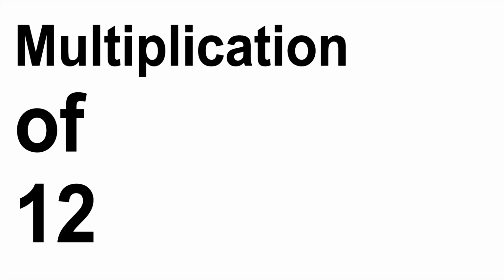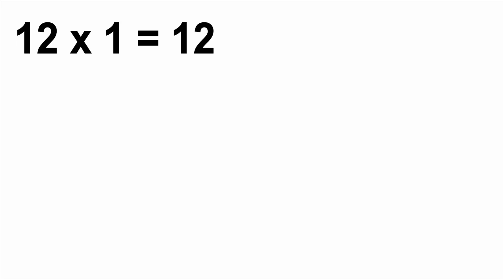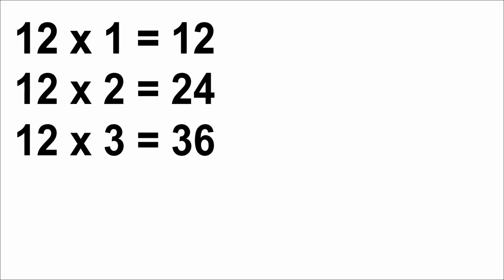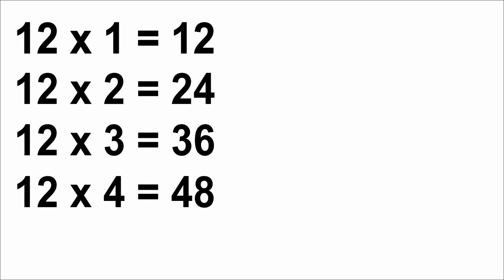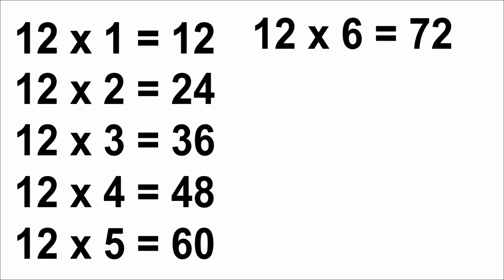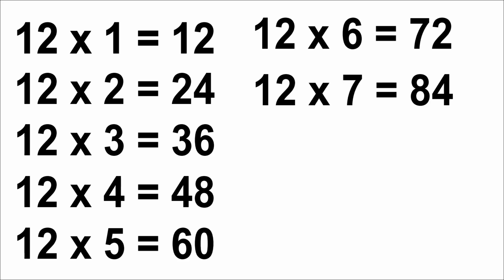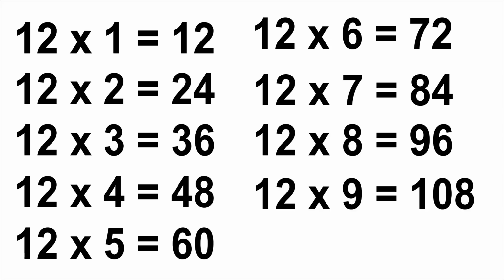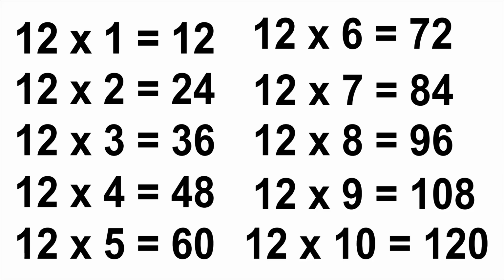Multiplication of 12. 12 times 1 is 12. 12 times 2 is 24. 12 times 3 is 36. 12 times 4 is 48. 12 times 5 is 60. 12 times 6 is 72. 12 times 7 is 84. 12 times 8 is 96. 12 times 9 is 108. 12 times 10 is 120.